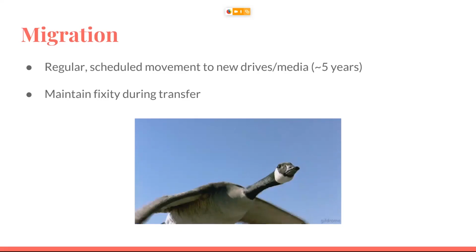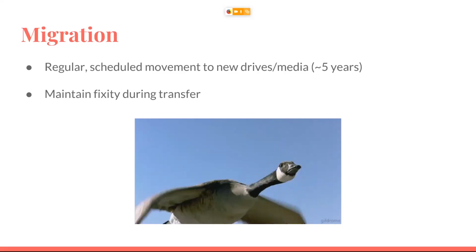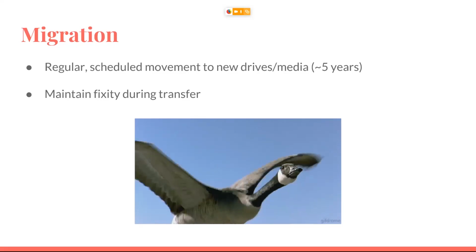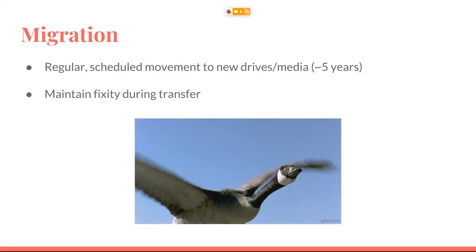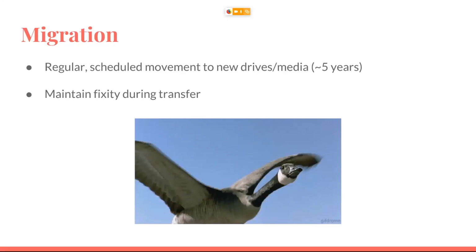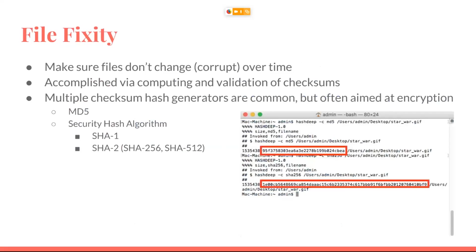And also, if you come up with a plan for doing this on the regular, scheduling it in advance, it gives you an opportunity to maintain fixity during transfer. And I want to talk for another minute here about what file fixity is. Fixity is just the idea that a file remains fixed, that it does not change over time, which is a way of dealing with corruption, is a way of dealing with accidental modification, user error that I mentioned earlier.